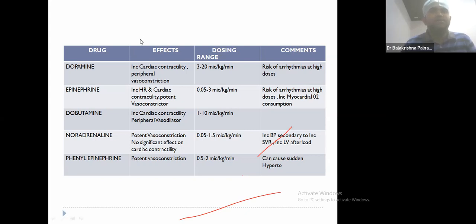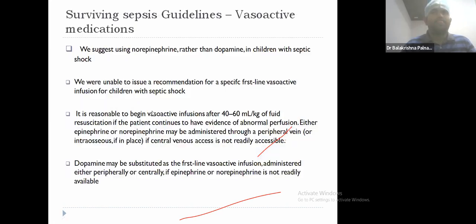Adrenaline increases heart rate and cardiac contractility. You can go from 0.05 to 0.3 mics per kg, usually a maximum of 1 mic per kg. Once you reach more than 0.3 mics per kg, adrenaline will also act as a vasopressor. So we suggest using norepinephrine rather than dopamine in children with septic shock.